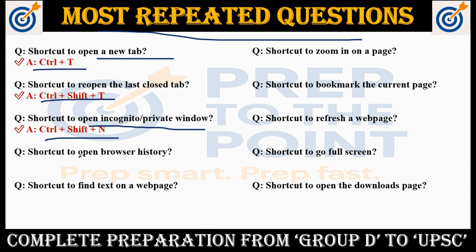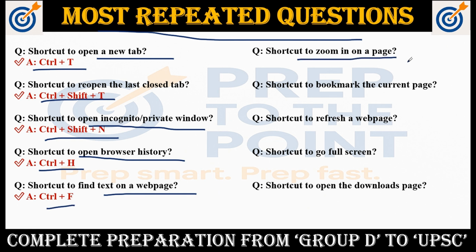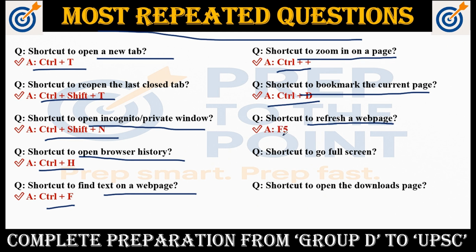Shortcut to open browser history, Control plus H. Shortcut to find text on a web page, Control plus F. Shortcut to zoom in on a page, Control plus plus. Shortcut to bookmark the current page, Control plus D. Shortcut to refresh a web page, F5. Shortcut to go full screen, F11. Shortcut to open the downloads page, Control plus J.